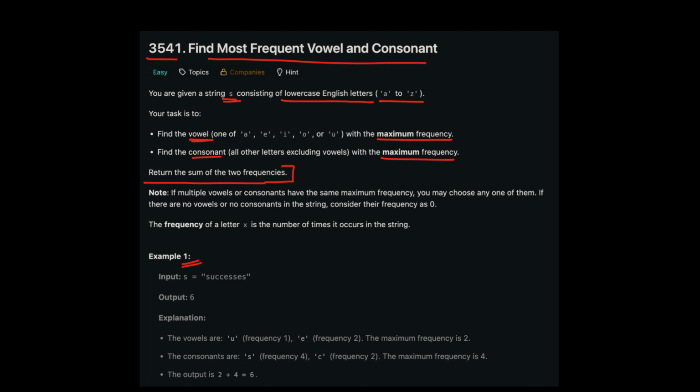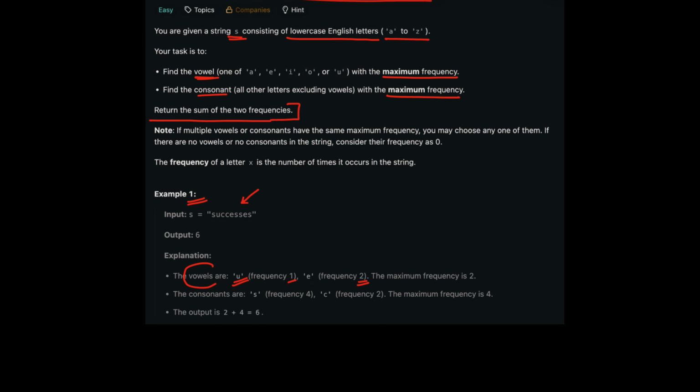In example number 1, the given word is successes, and if we break it down into separate consonants and vowels, we have U whose frequency is 1 and E whose frequency is 2. Between the two vowels, the highest frequency is 2, and in consonants, we have the character S whose frequency is 4. Hence, the output is 6. The problem statement is easy and straightforward to understand and implement.